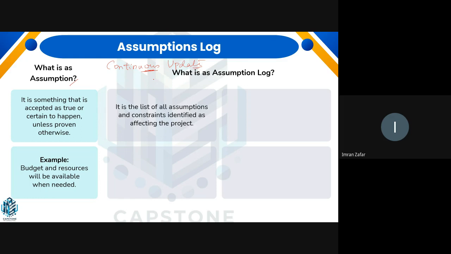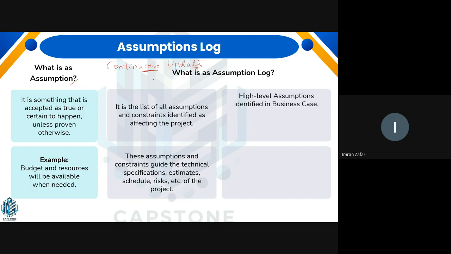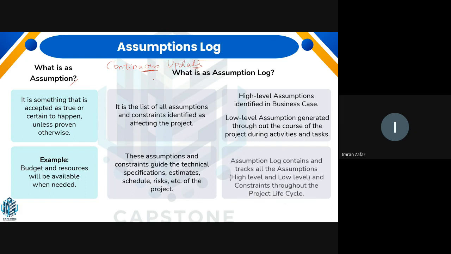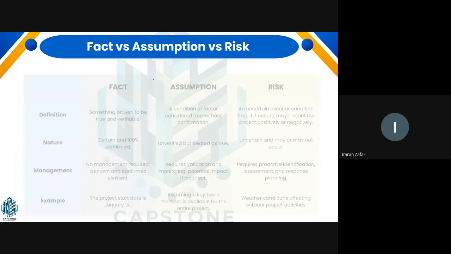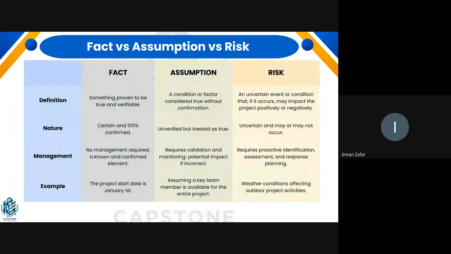It contains a list of all the assumptions that we have identified, or that have affected our project. Assumptions can be high level assumptions, as I talked about, that we can identify in our business case, and later on we keep updating our assumption log as we move through our project. High level assumptions can also be part of our project charter. And now we need to understand the difference between an assumption, a fact, and a risk, because you may find some questions on this.